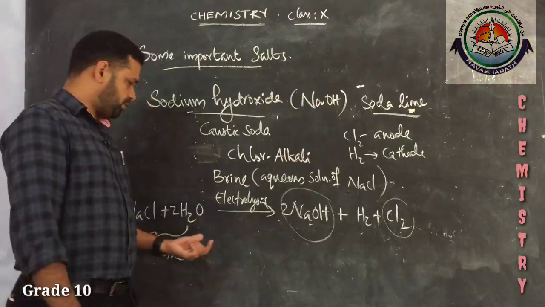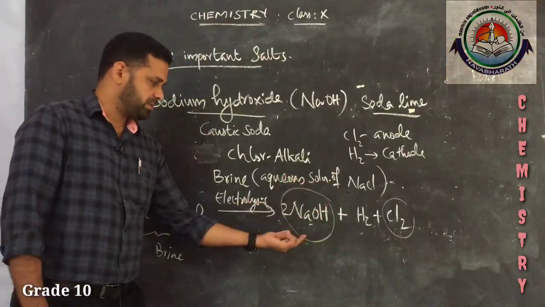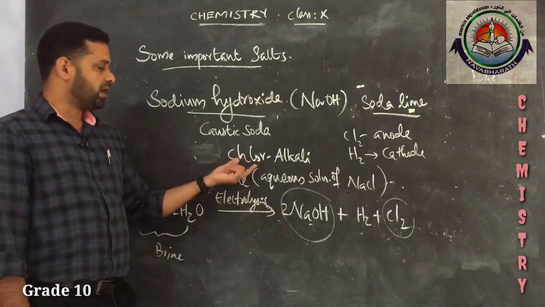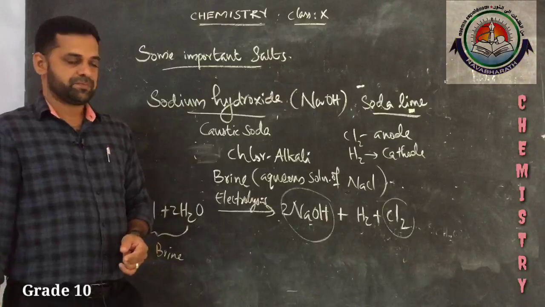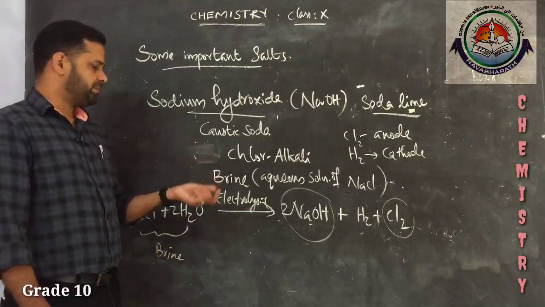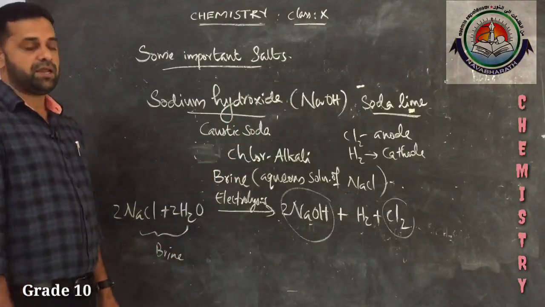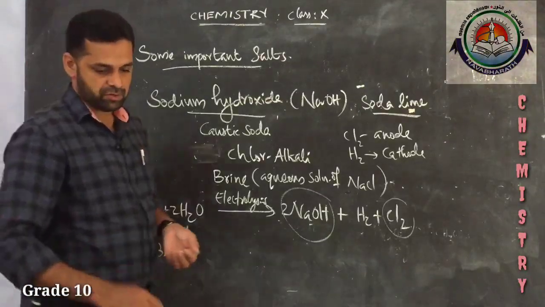Since in this process we get chlorine and sodium hydroxide, that is why it is called the chlor-alkali process. Chlor for chlorine and alkali for sodium hydroxide. So, on a large scale we can prepare sodium hydroxide by the chlor-alkali process. Okay, this is about sodium hydroxide.